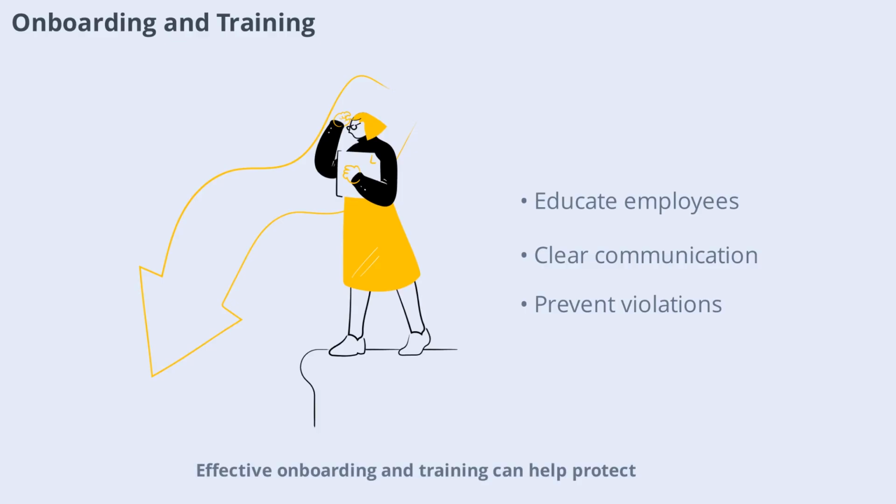Effective onboarding and training can help protect business interests by educating employees about confidentiality, IP, and company values. Clear communication and regular updates ensure everyone understands their responsibilities. Employers can use training to reinforce policies and prevent accidental violations. Investing in onboarding pays off in reduced risk and stronger relationships.